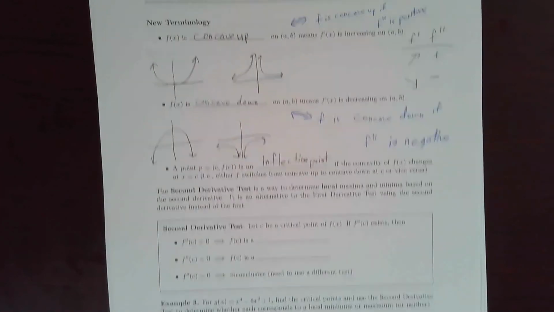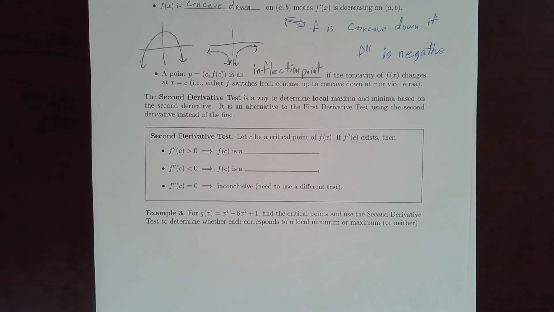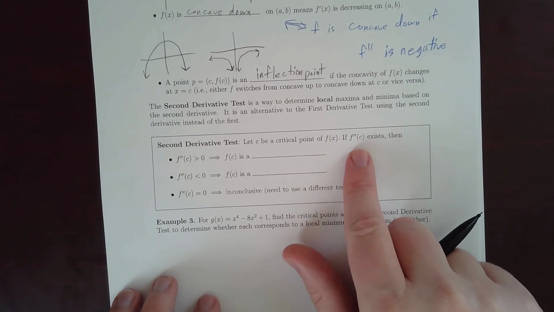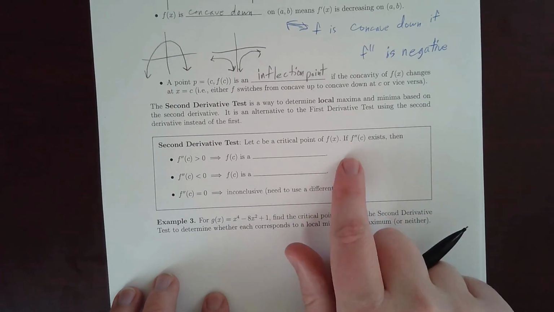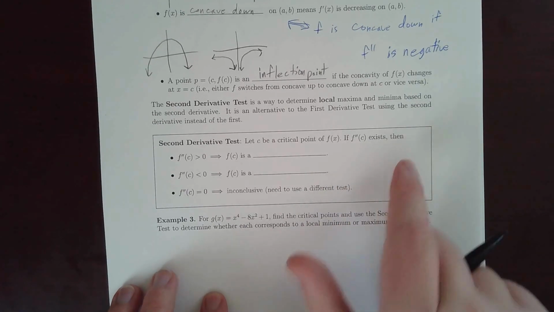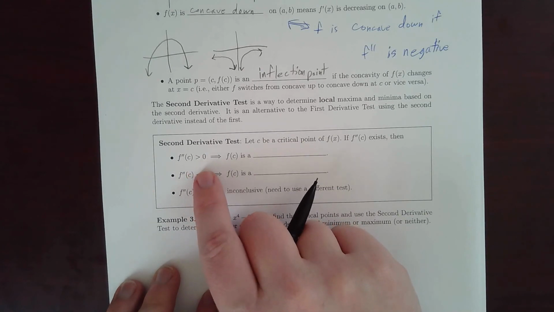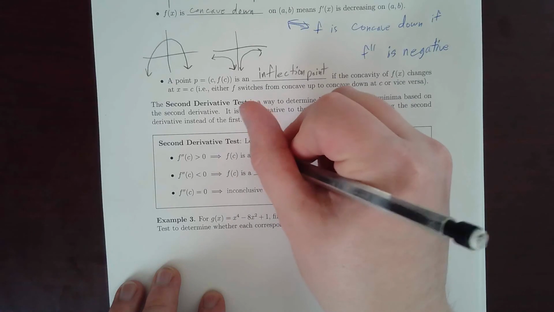Now we can also use the second derivative to help determine where we have local mins and maxes. This is an alternative to using that first derivative test instead. So we're going to let c be a critical point of a function. If the second derivative of the function at x equals c exists, then if the second derivative is greater than 0, then f of c is a local min.